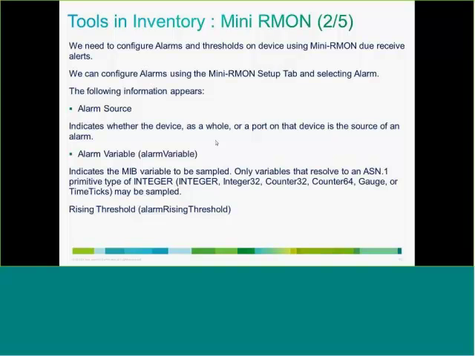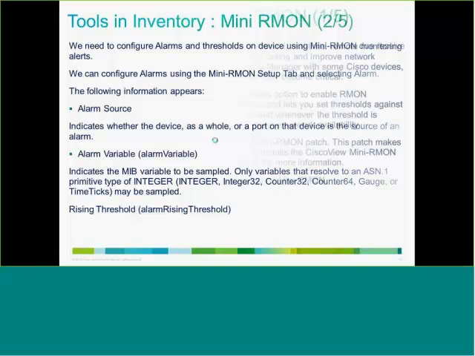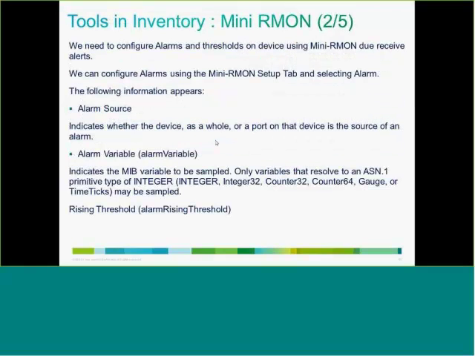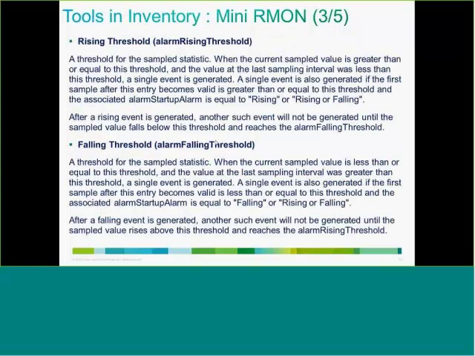So we need to configure alarms from Armon. We can also configure alarms and thresholds on the device using Mini Armon, so that we can also use it for troubleshooting. Alarm source shows an indicator whether the device as a whole or a port on that device is the source of an alarm. For example, if an interface is not working properly, it can give us an alarm using Mini Armon, and we have to set rising and falling thresholds.